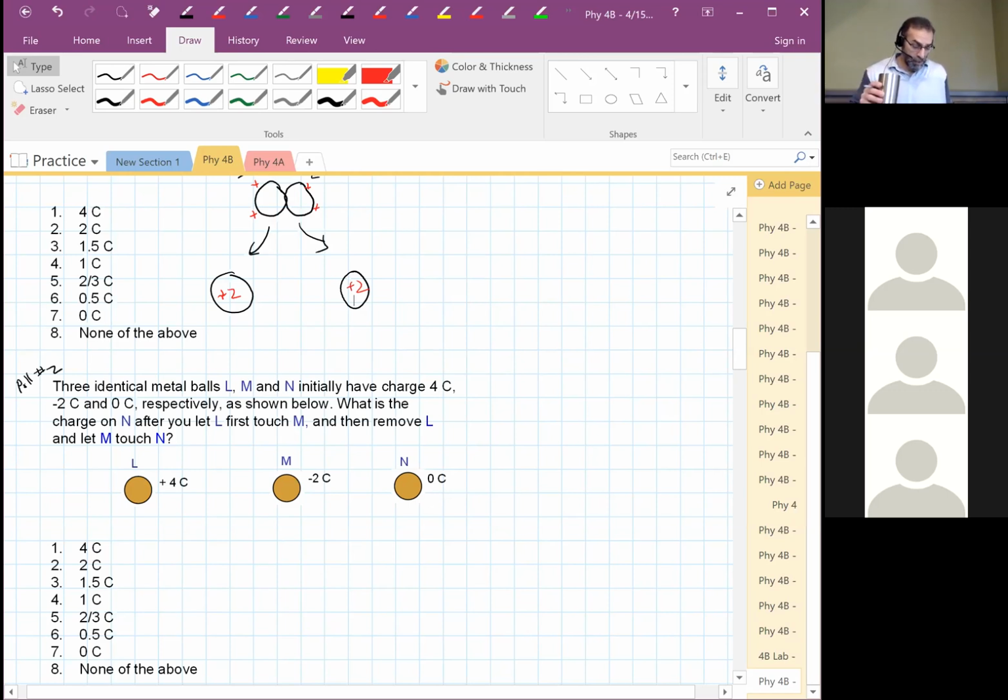Okay, so here what are we doing? We're bringing the L and M together first, then separating them. Then we're bringing M and N together and separating them.